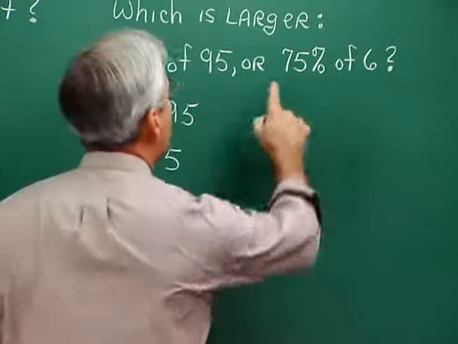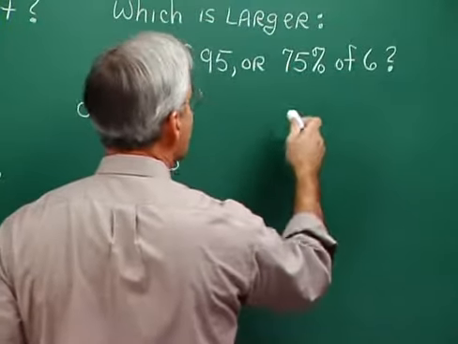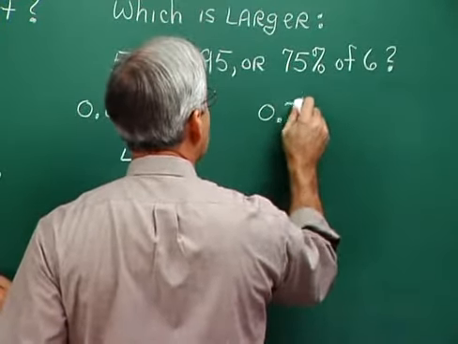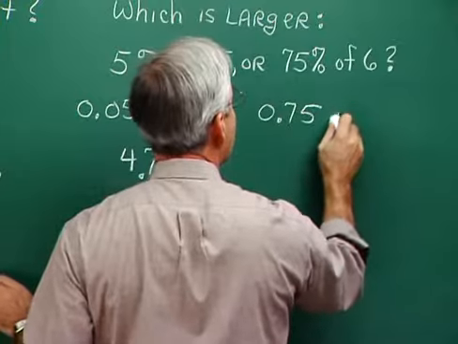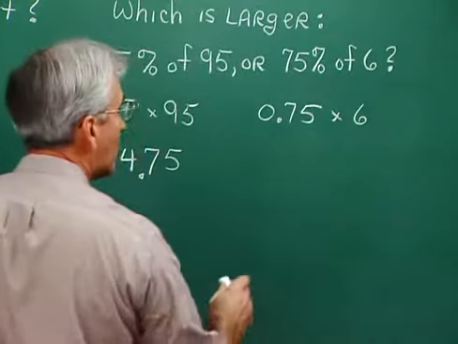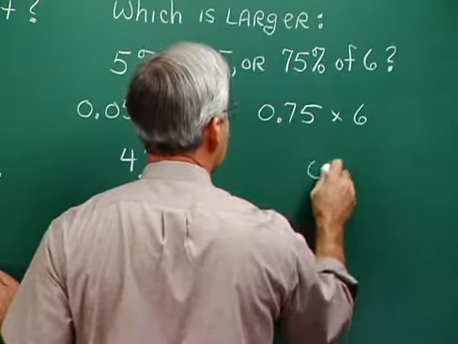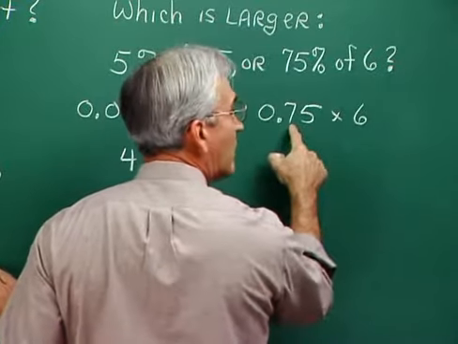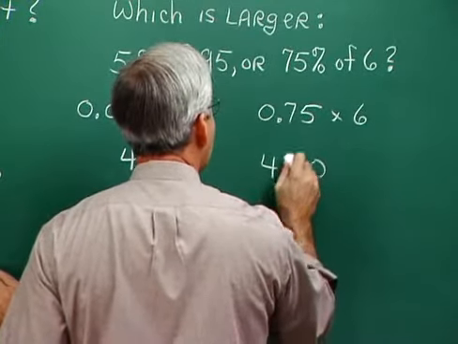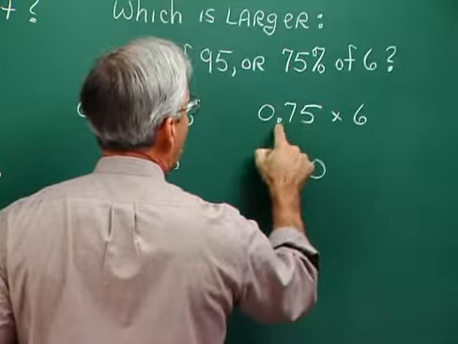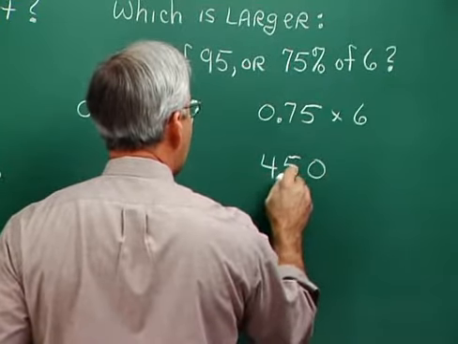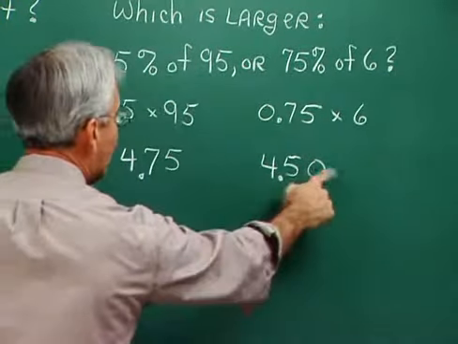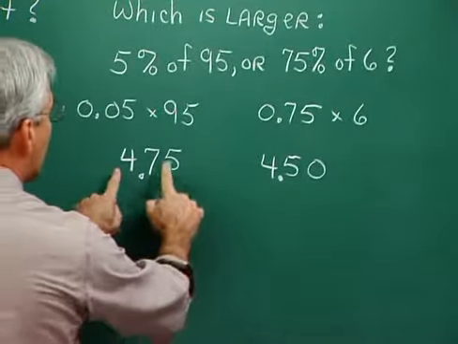Now let's calculate 75% of 6. This is 75 hundredths of, which means times 6. And away we go. 6 times 5, 30, carry 3. 6 times 7, 42, and 3 is 45. 2 digits to the right of the decimal here, 2 digits to the right in the answer, so this is 4.50.